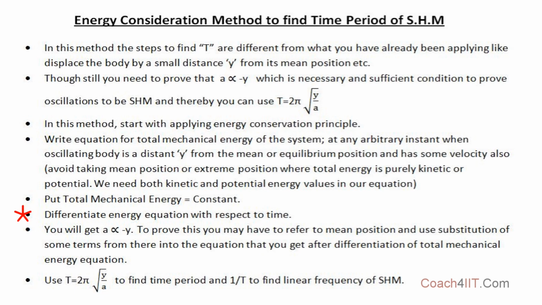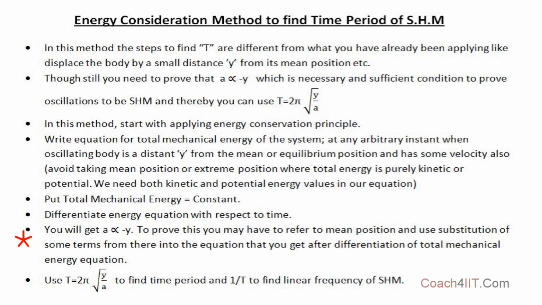Then the next step is we differentiate this energy equation with respect to time. We know that velocity is there, so when we differentiate, certainly dv by dt will appear, and that will be equal to acceleration. So from there we will get an expression for acceleration. Once we get that acceleration is proportional to minus y, we can easily say that this is SHM.